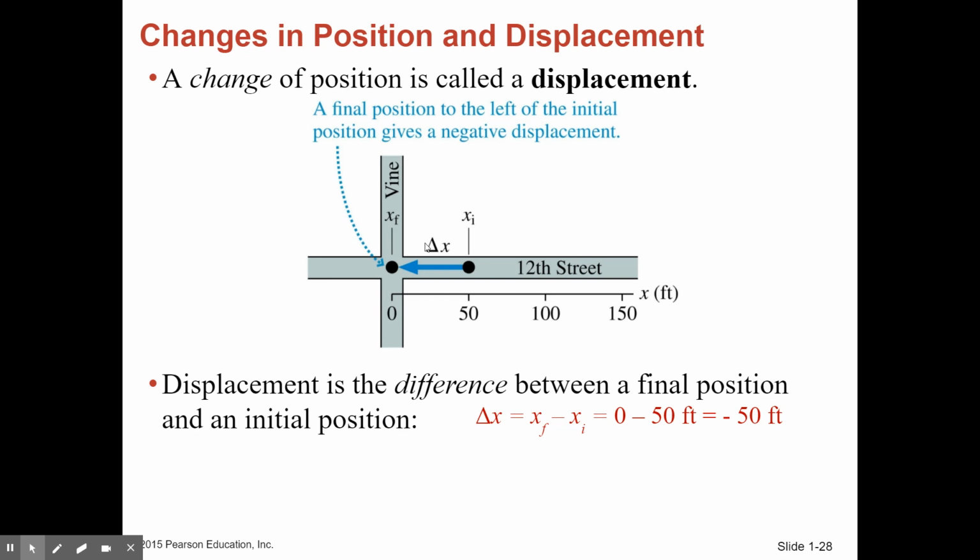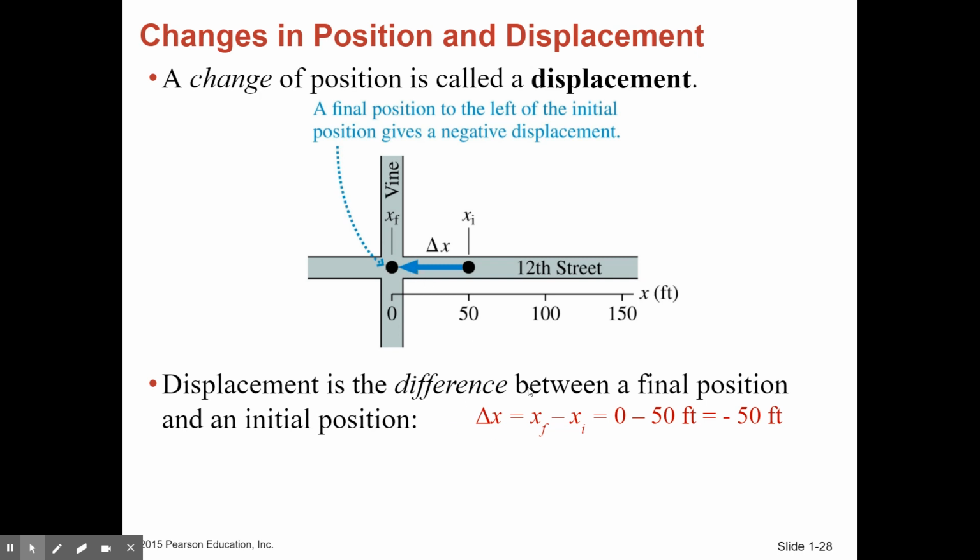So if you look here, x sub i, that's going to be my initial position. x sub f, that's going to be my final position. So if I start here at 50 and I end here at 0, I went to the left. So my answer is going to be negative.